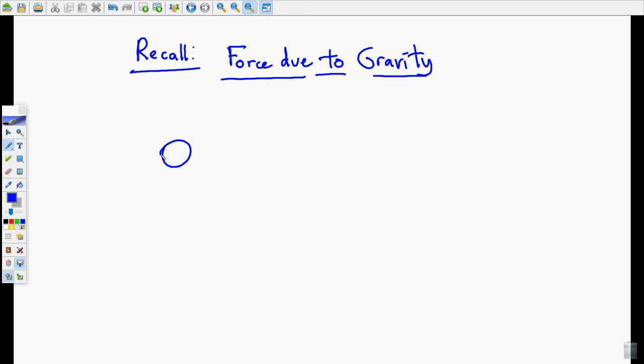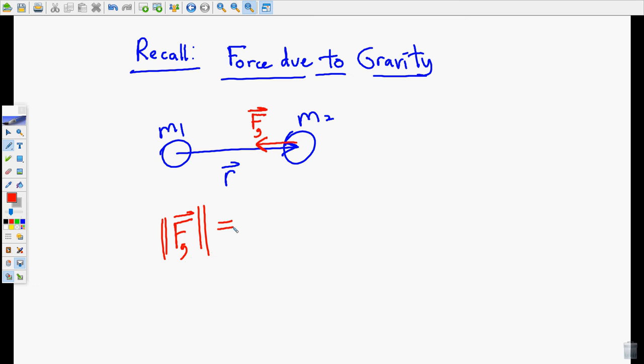This is a little blast from the past. If you had M1 and you came out a certain vector R away from M1 to M2, we know there would be an attracting force acting on M2. So this would be vector Fg right here. And the magnitude of Fg, which is what we're interested in 9 times out of 10, was just big G times m1 times m2 all over the magnitude of r squared.